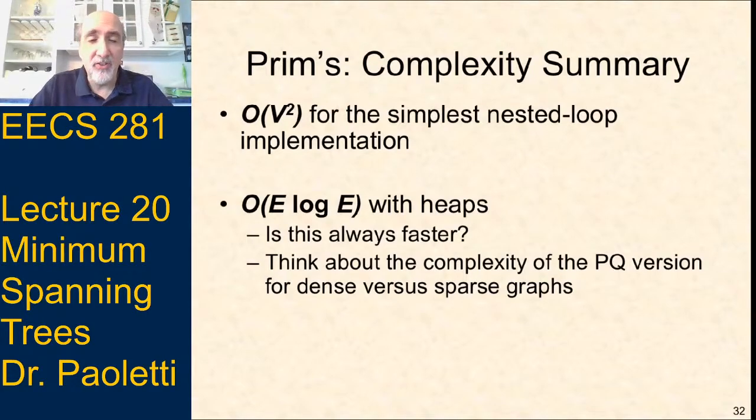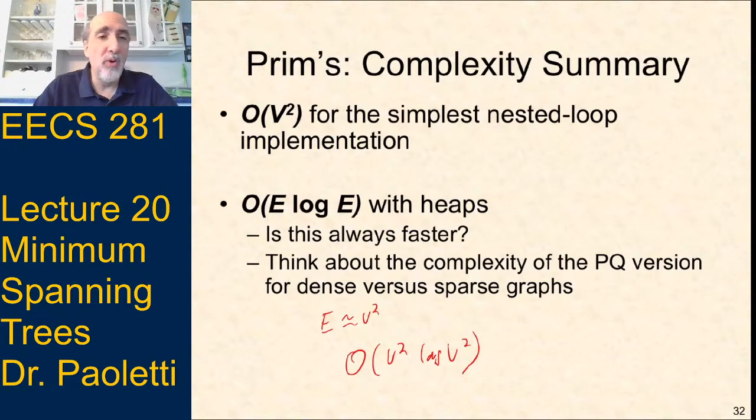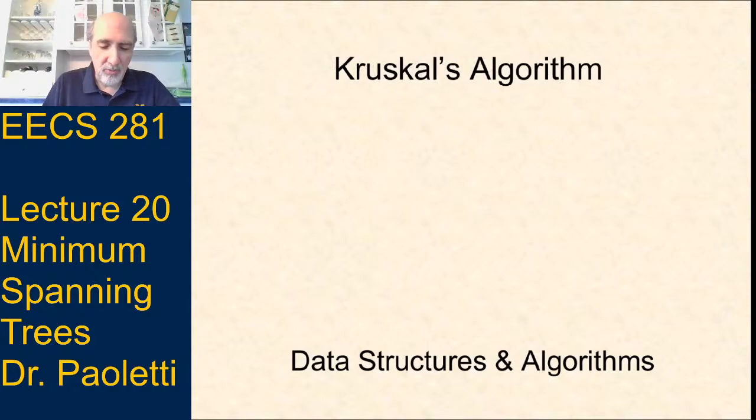Okay, so the complexity summary is, if we have the simple nested loop implementation, we get O of V squared. If we do heaps, it depends. It has to be a sparse graph. If we're going to use the priority queue version, it's got to be a sparse graph and adjacency list. And if it is really a dense graph and E is proportional to V squared, then we get O of V squared log V squared. And that's slower than if we'd just gone with the nested loops. So the takeaway from this is, if it's a dense graph, use the simple nested loop implementation. If it's a sparse graph, you could use priority queues, or better yet, move on to a different algorithm. Turns out Kruskal's algorithm is better with sparse graphs. Okay, so let's move on to Kruskal.